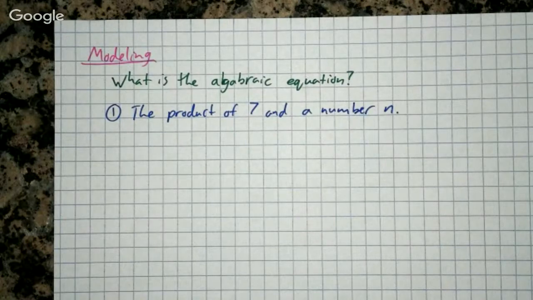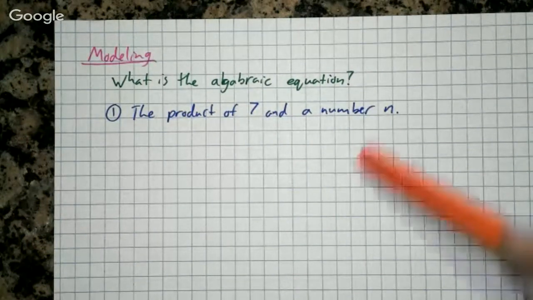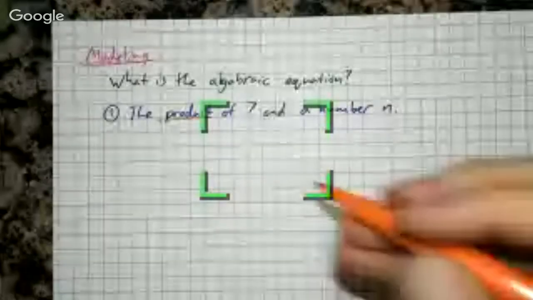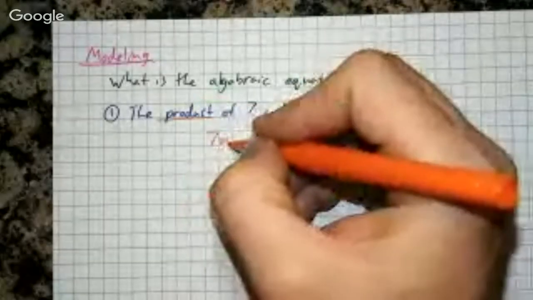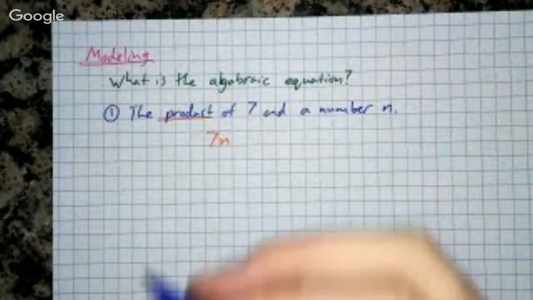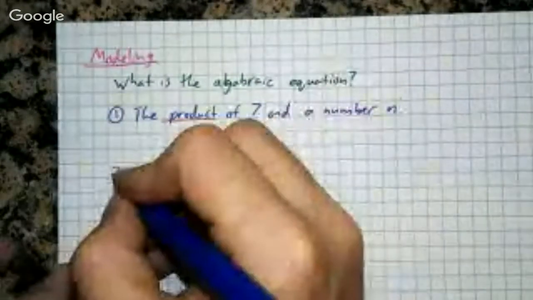Okay, first of all, this one should be pretty simple. It's only one operation, and we just have to think of it, the product. We know what the product is going to be asking for of 7 and a number n. So simply, it's going to be 7 times n, or 7n. So that's pretty simple. One operation, shouldn't have much trouble with that.